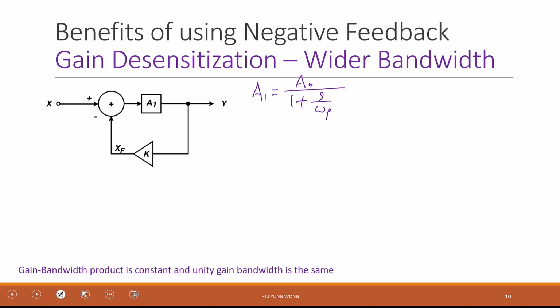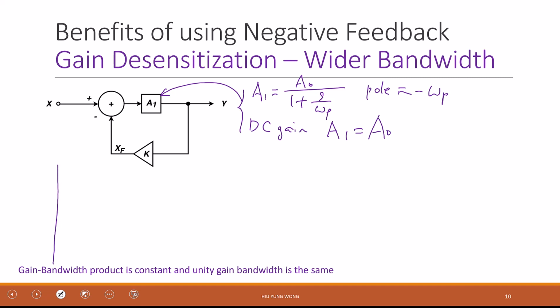What is the pole of this system? How do you find it? Set the denominator to 0. Then the pole equals negative omega P. It is written in the form that the pole is there already, right? What is the DC gain of this circuit? This is the feed-forward circuit, so it's all talking about only A1. What's the DC gain? The feed-forward is A1, so when frequency is 0, what is that? A0. Yeah, A0. Right.